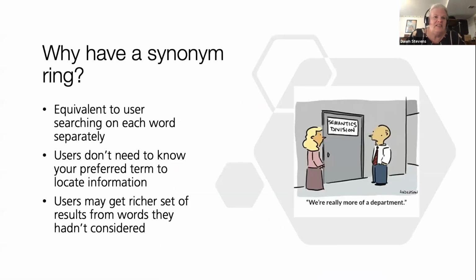So why do we have a synonym ring? Ultimately, it is the equivalent of making our users enter each of these words and search for them. So rather than have to say, well, I searched for pop, I didn't find anything, so now I have to think of a new word. Oh, I'll search for soda and I'll look for things. We're letting them have multiple searches on the exact same word all at one time. So they don't need to know our preferred term. We're going to anticipate what other words they may use so that they get a richer set of results with words that they may never have considered or ultimately have thought of at all when they do that search.